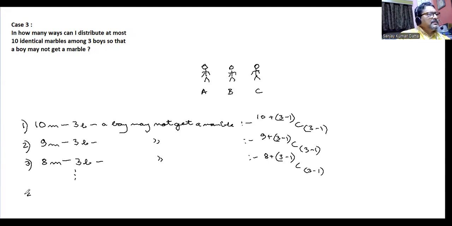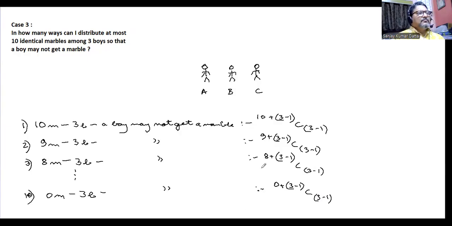Last, what will be the last case? 0 marbles. So distribute among 3 boys, so that a boy may not get a marble. This is merely a paraphernalia, but I hope you can see. That will be done in 0 plus 3 minus 1 C 3 minus 1 ways. And finally, you add all of these up. So you will get the answer.